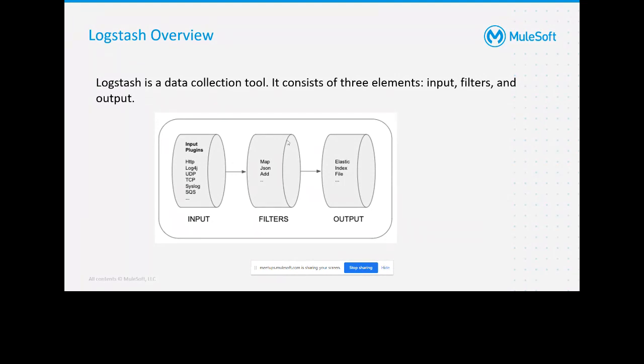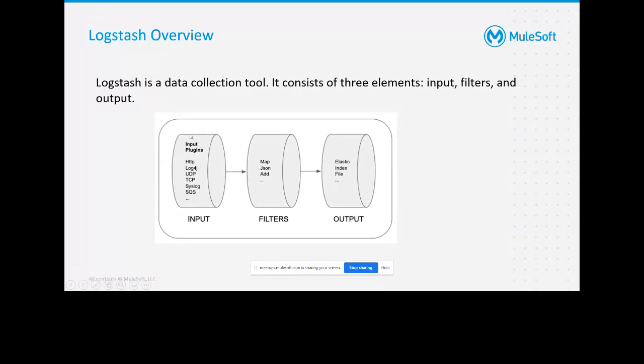Logstash is a data collection tool which consists of three elements. One is input, second is filter, and third is output. Inside the input, we define how we can fetch the data and from where. We can fetch the data from HTTP, log4j file, UDP, TCP, syslog, SQS, S3, any kind of sources. We can take the data into Logstash. That is covered in the input plugin.